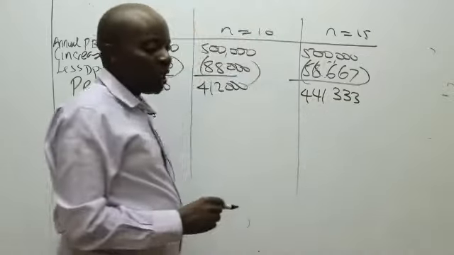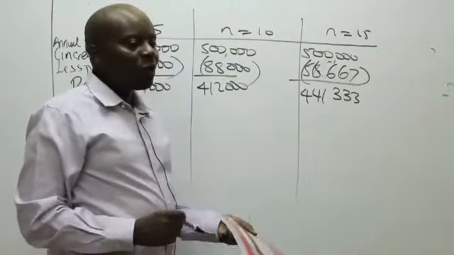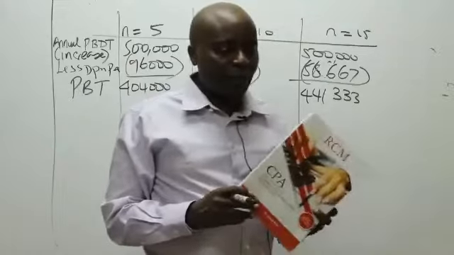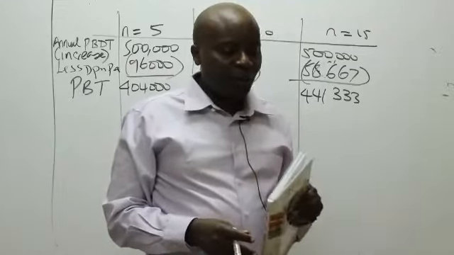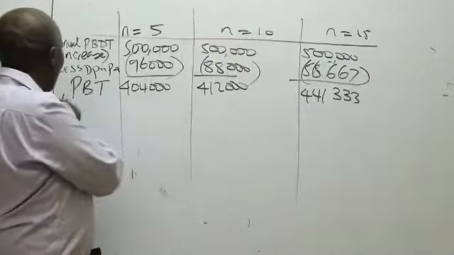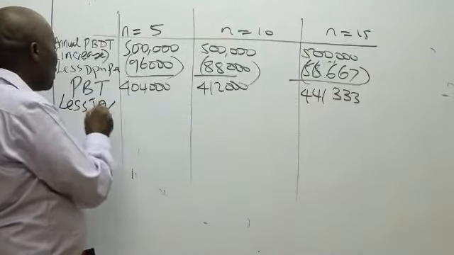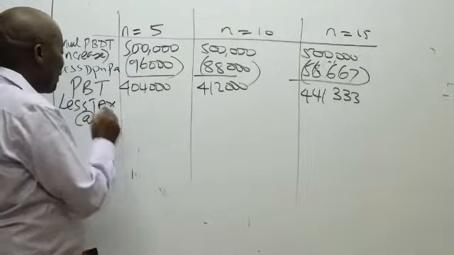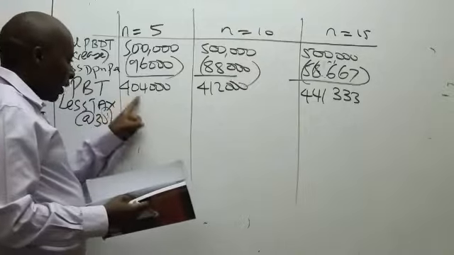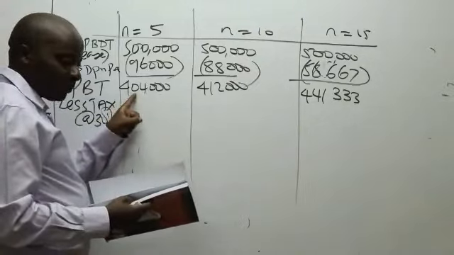Now I've been able to get profit before tax. So what do you think will be the next thing to be done, having gotten this profit before tax? We subtract taxation. We will come here and less tax. The tax given there is 30%. So please knock 30% here.